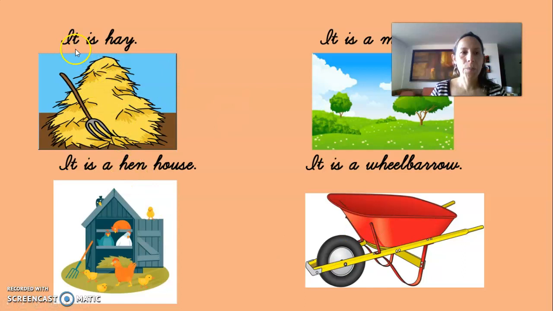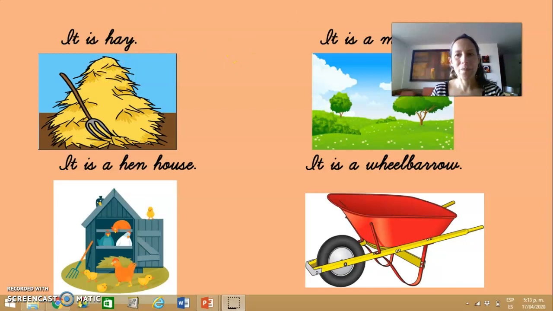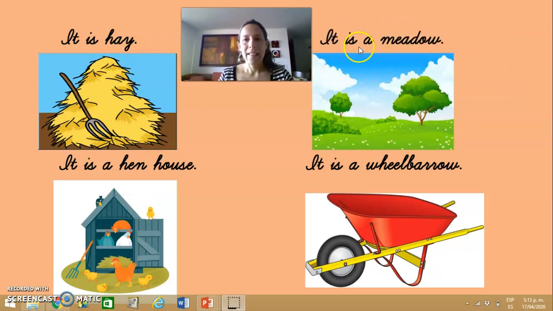Let's continue. Here we have some more. It is hay. The hay is used for the animals to sleep and lay down. It is a meadow. We can find meadows in the farm with a lot of grass and trees.